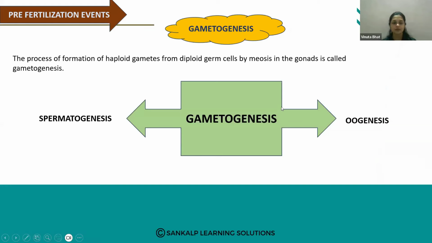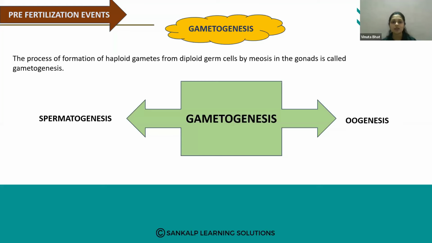So before fertilization, the pre-fertilization events, we have already studied in sexual reproduction in plants. Here also, pre-fertilization events mean the production of the gametes. That is gametogenesis, the process of formation of haploid gametes from the diploid germ cells by meiosis in the gonads. That is the process of formation of the haploid gametes from the diploid germ cells.